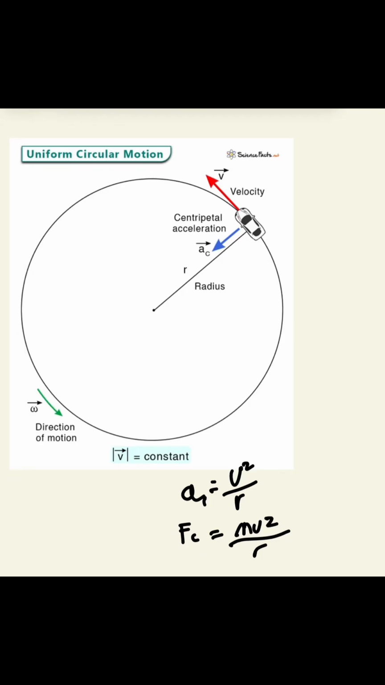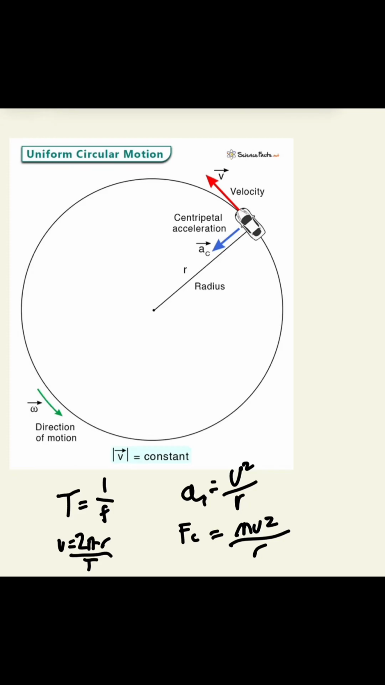Okay, now period and frequency. The period is the time taken for one complete revolution. The frequency is the number of revolutions per second. So they are related by T, the period, equals 1 over f. The speed of the object can also be expressed in terms of the period and radius. So you can also have v is equal to 2πr over T.